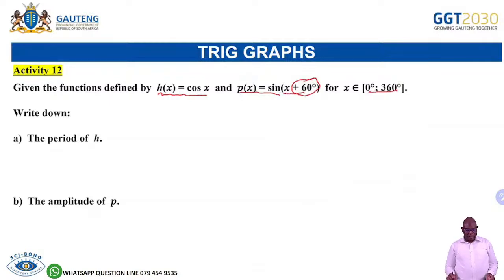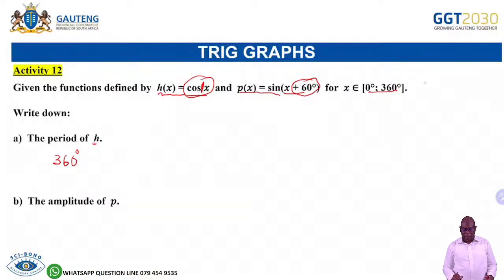Now, the first question says, what is the period of h? Remember, the period of the sine graph and the period of the cos graph are the same. So the period of that cos graph here is going to be 360 degrees. We see a lot of learners writing x is an element of 0 to 360. You cannot write an interval for a period. So the period, it's a number, that number, 360 degrees. So now how do I get the period? Remember this value there, it's 1.